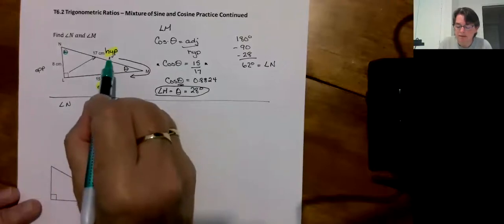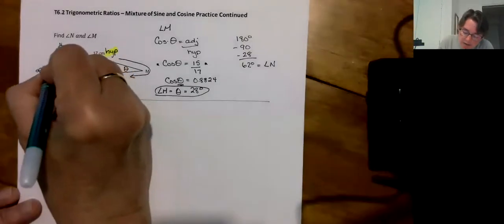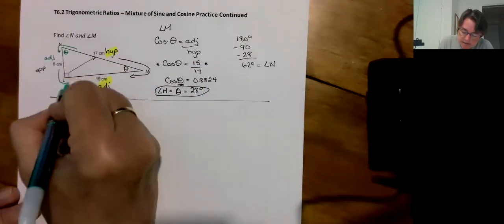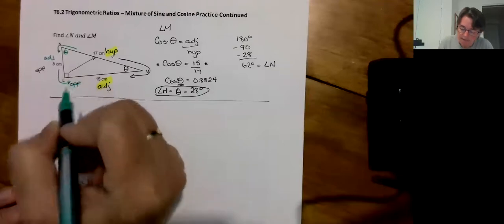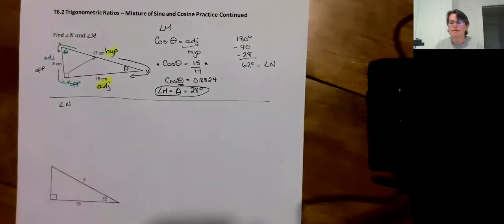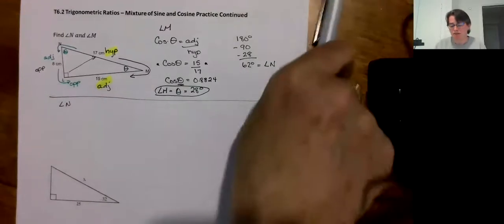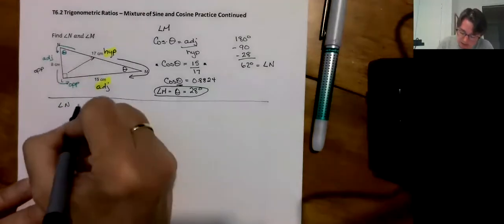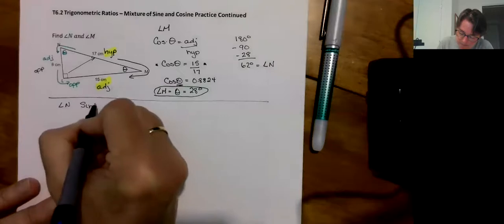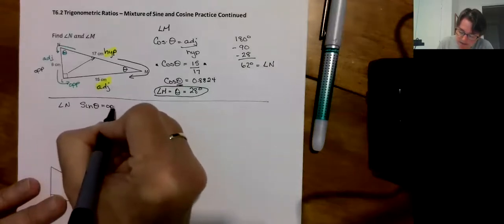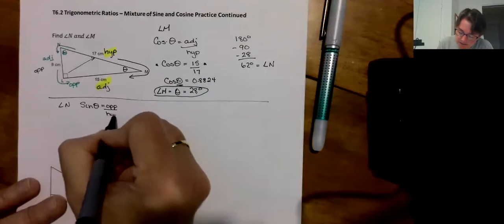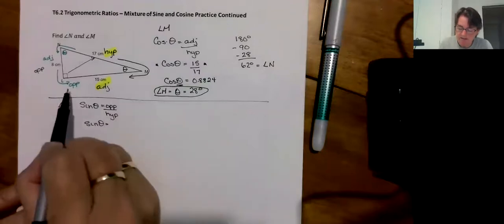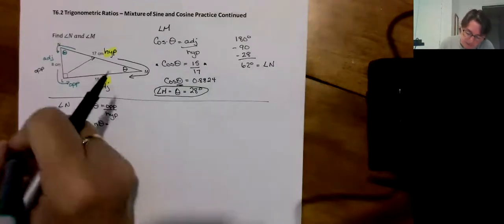My hypotenuse doesn't change, but when I go around this corner, this side becomes my adjacent, and this side becomes my opposite. You guys remember that, right? If you flip angles, adjacent and opposite switch on you. So I can use any of my angles, but just for practice, let's use sine theta is equal to opposite over hypotenuse. So sine theta is the opposite side.